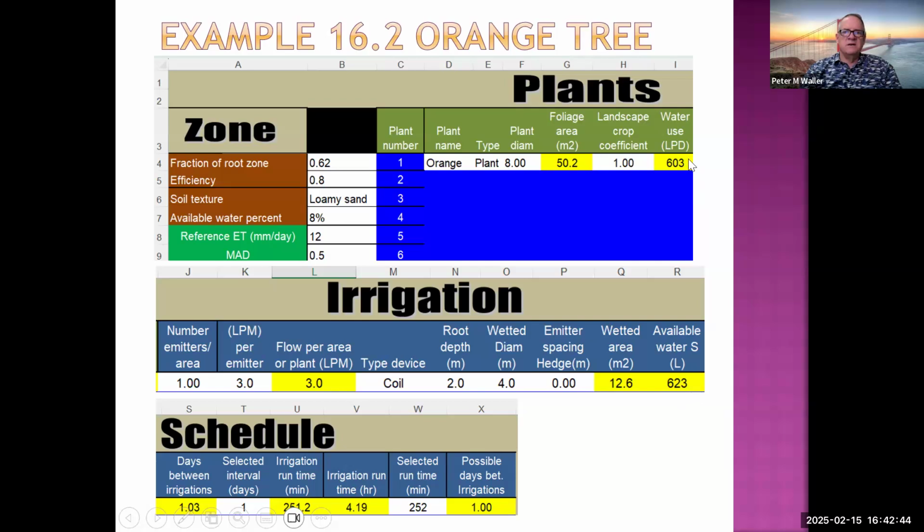So you can see that our water use, our requirement in liters per day, is about equal to the applied water. And so we can have 1 day between irrigations. And then the irrigation runtime, we'd actually be putting on 753 liters here in 251 minutes, or 4 hours. So that's where that efficiency calculation comes in. It adds to the irrigation runtime.